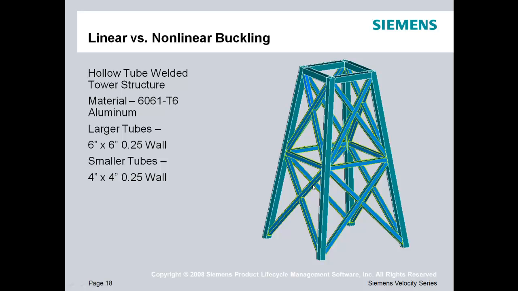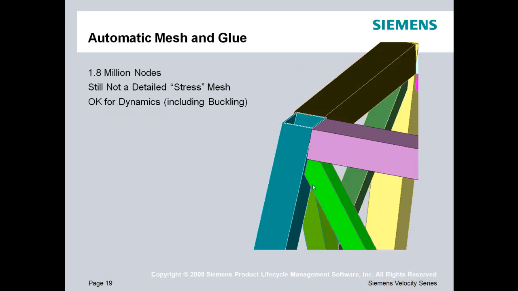There's been some questions on the FEMAP group on Yahoo recently regarding linear versus nonlinear buckling. I'm going to use this sample model of this simple tower structure. It's basically 6061 T6 aluminum, 6x6 tubes as shown there, and also 4x4 cross stiffeners. We usually use this model just as an introduction to FEMAP in FEA modeling.